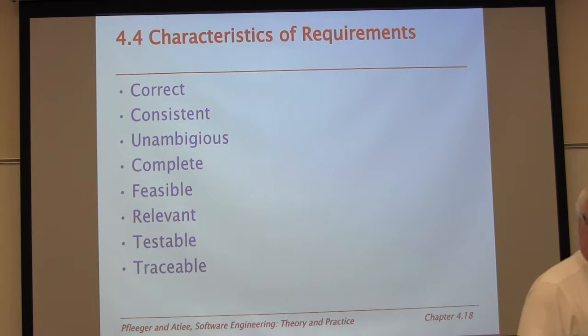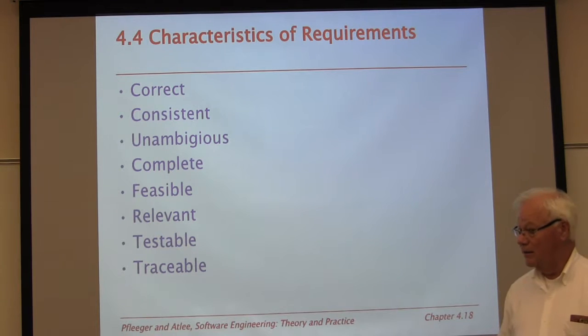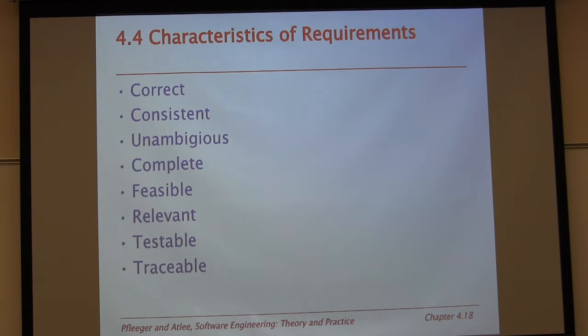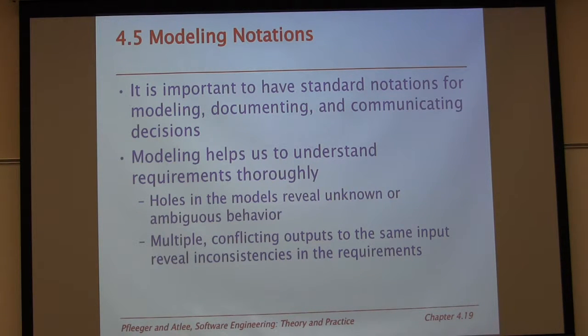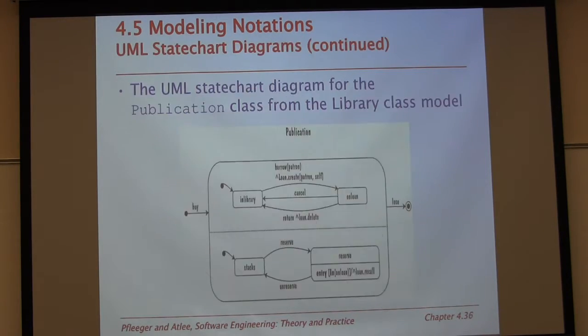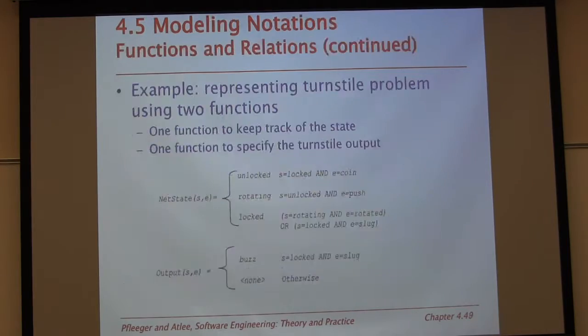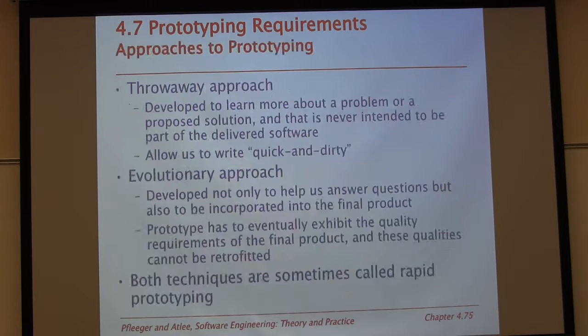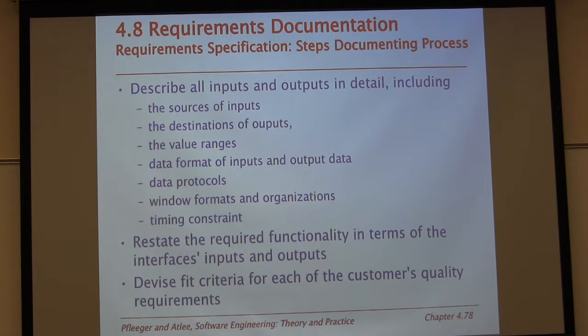Okay. The testable part is what gets left out a lot. Yeah. We're running up against the deadline, no time for testing. Yeah, we'll let the users test it. That's not a good way to win them over. Okay, that is 4.4 and 4.8. Make sure of that.